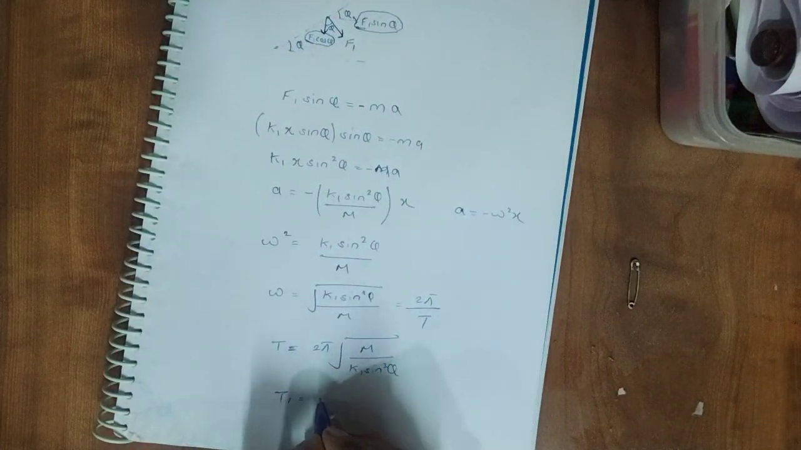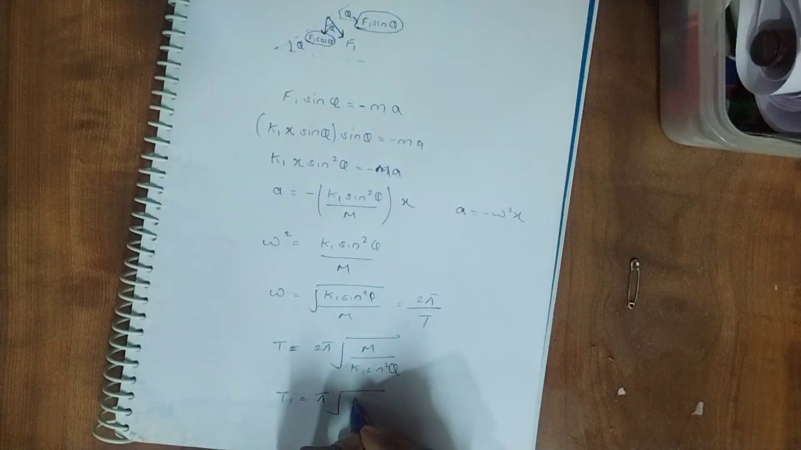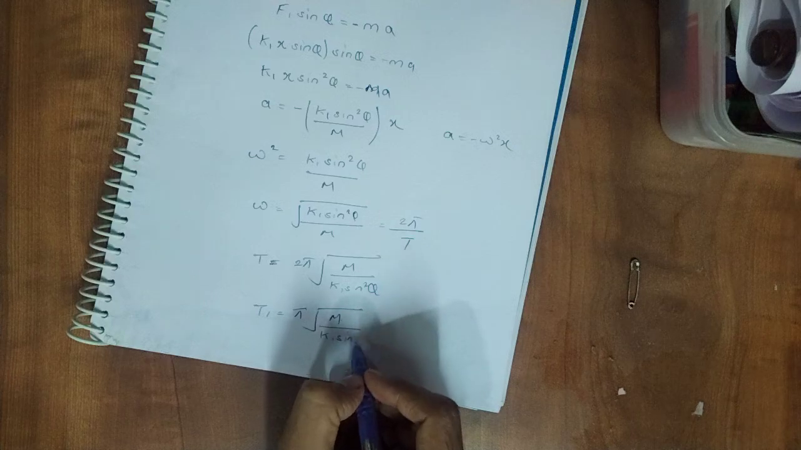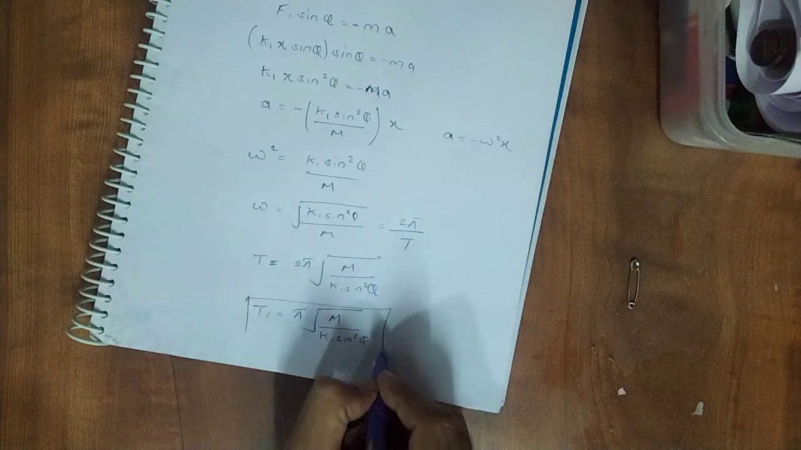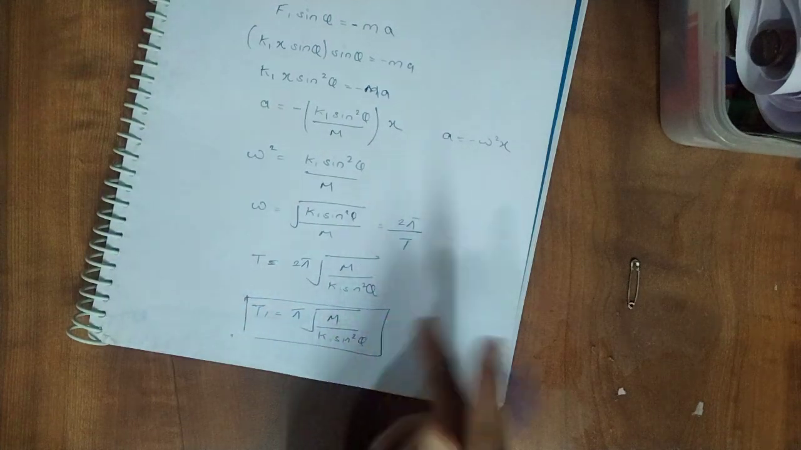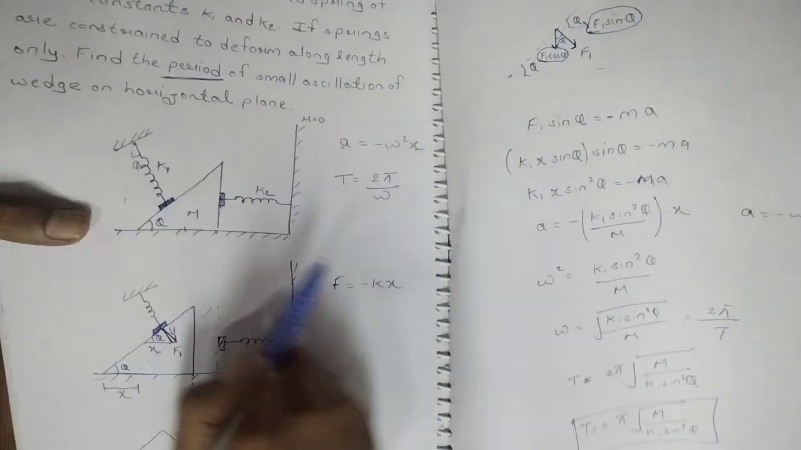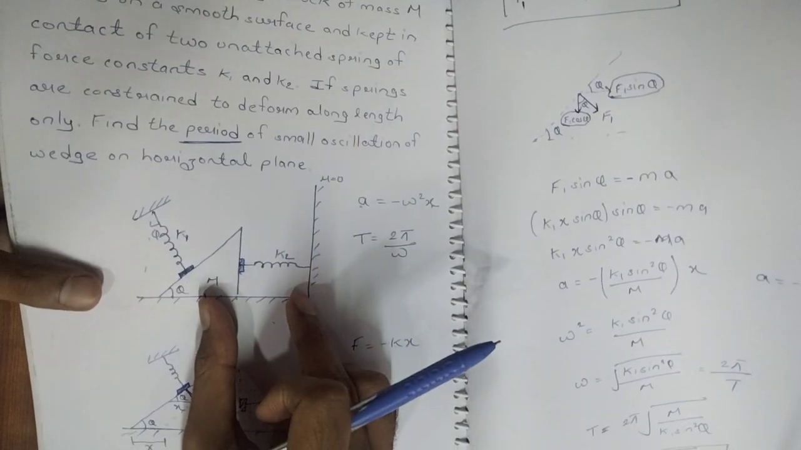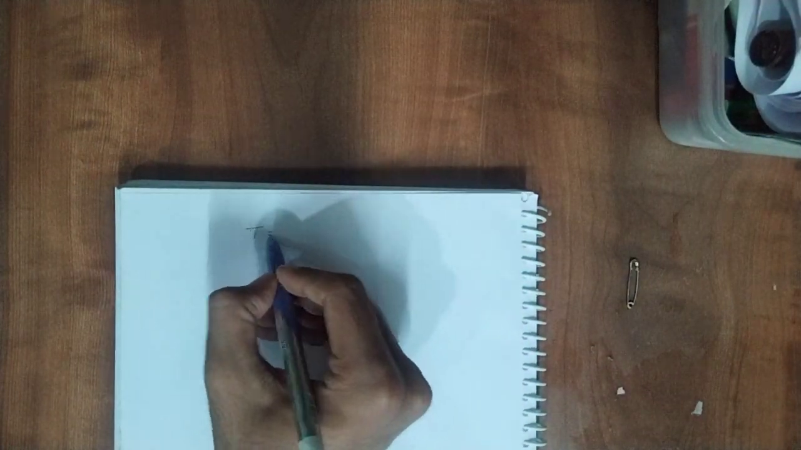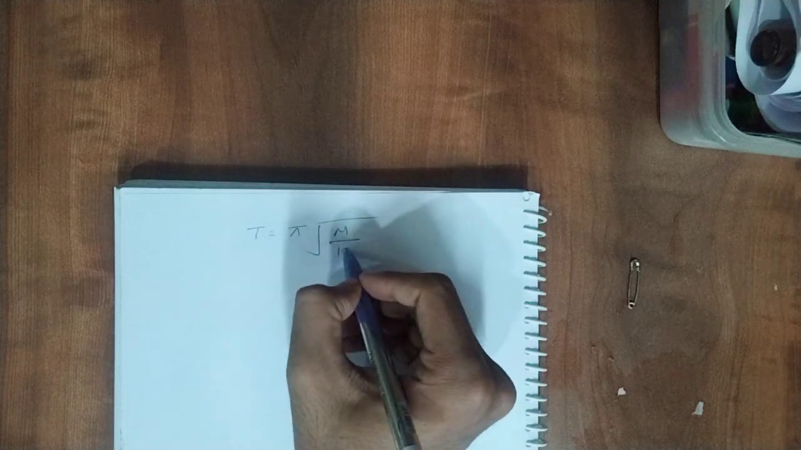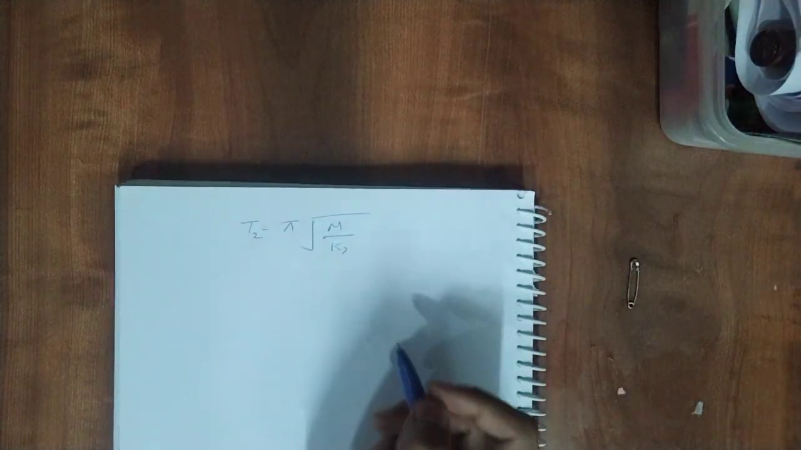So T1 will be pi root of M by K1 sin square theta. So this is my first time period. Now similarly I will find it for the second, but the second is a little easy. How is it easy? Now if we displace it by x, what will be our time period? We can directly find it using the formula we know: it will be pi root of m by k2. This is our time period T2.